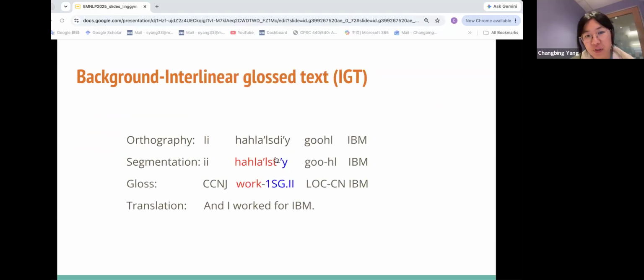Here's a full example of this. We call it an interlinear gloss text example, so it's called an IGT example. You can see how people do the transcription. They write down the text, and then they do the segmentation, and then do the gloss and the translation.